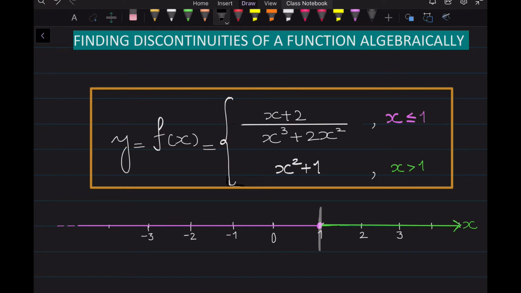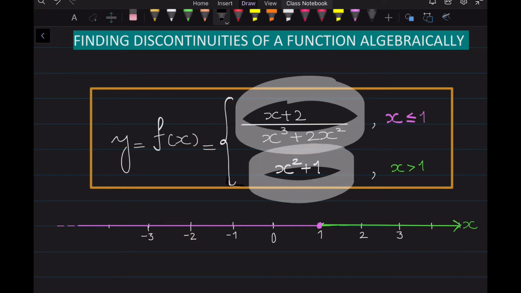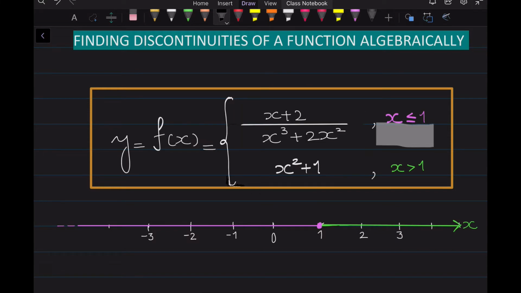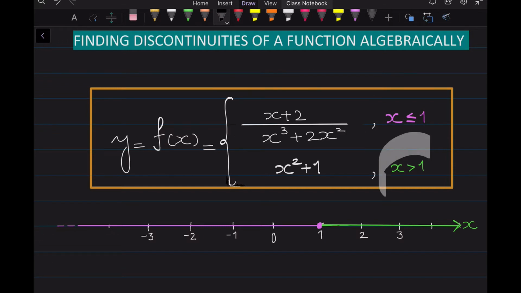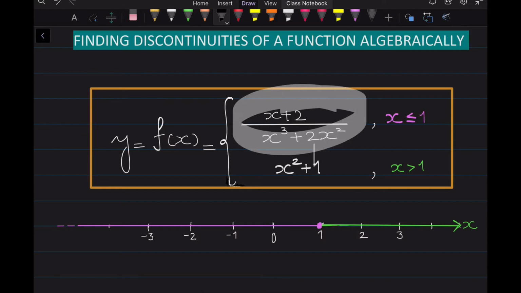And why is that? Because I observed that on either side of this number 1, this function is governed by different rules. That is, for the values of x less than or equal to 1, this function is given by this rational expression. And for the values of x larger than 1, this function is given by this polynomial expression. So it might be possible that the limits of this function as x approaches 1 from the left and as x approaches 1 from the right are not equal. So it's important to check the limit of a function as x approaches a number on either side of which it is governed by different rules.